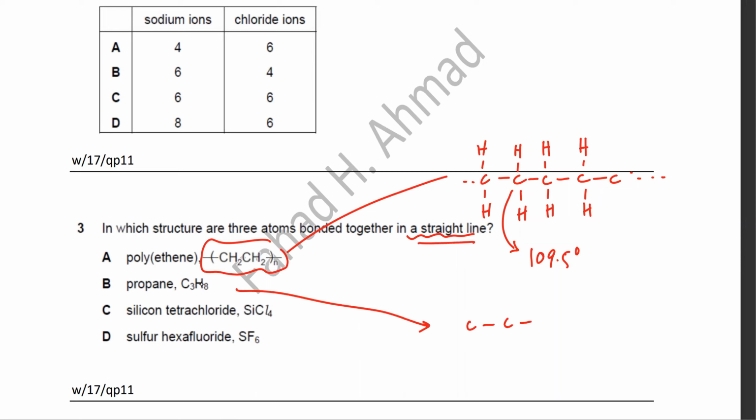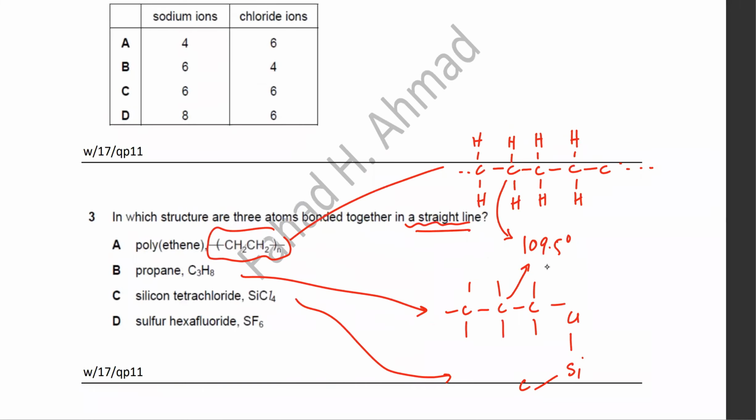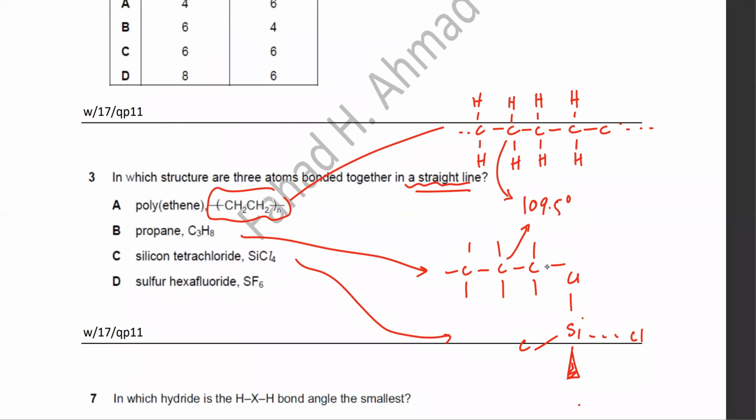C3H8 would be similar. Like there would be hydrogens everywhere. I'm not drawing the hydrogen. So carbon is bonded to 4 atoms. So this one is also going to be 109.5. Then you have SiCl4 that is also going to be making 4 bonds. So it's going to be tetrahedral. And 1 bond coming towards you, so SiCl4 is also going to be tetrahedral.